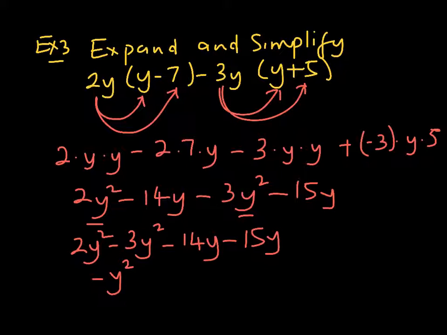Then minus 14y minus 15y gives us negative 29y. Okay, so we can leave our answer this way, or we can say this is negative 1 into y squared plus 29y.